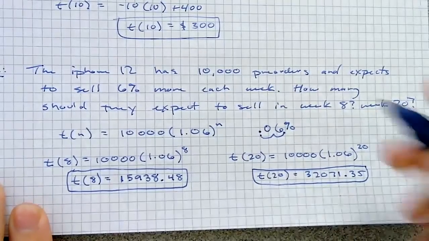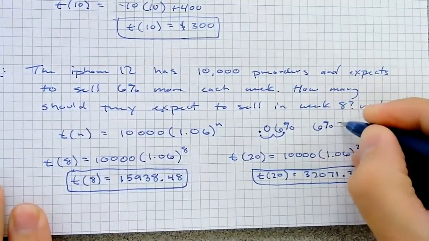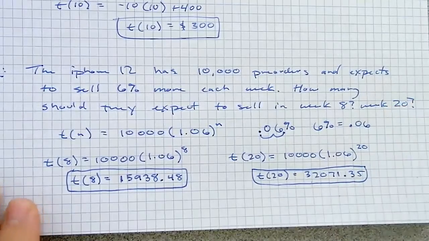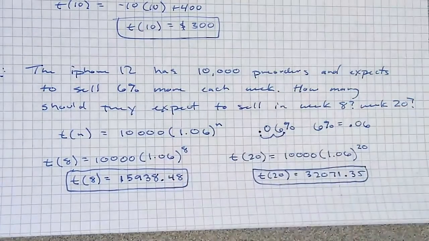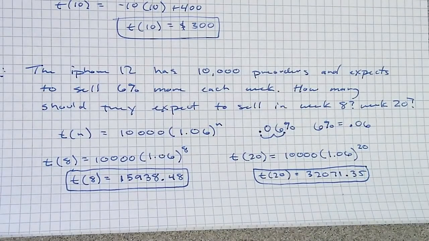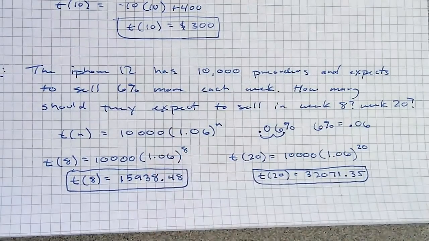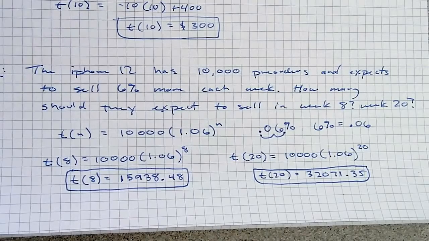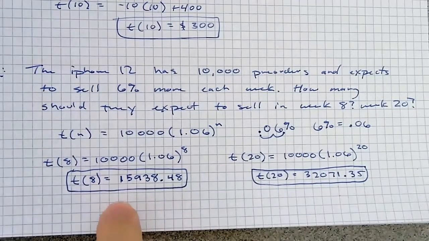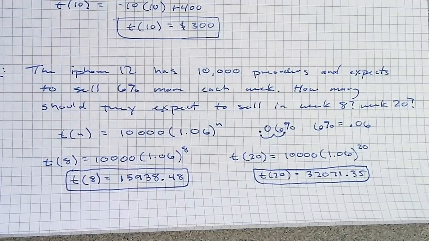So 6% is really 0.06. Your multiplier should be 1 plus 0.06, or just 1.06. Then you have your starting value of 10,000 multiplied by 1.06 raised to n. So to find how many in 8 weeks, plug that into a calculator. Same thing with 20 weeks, plug that into a calculator.